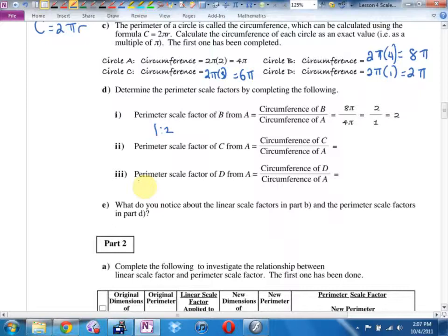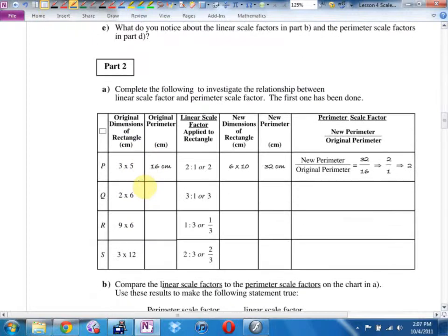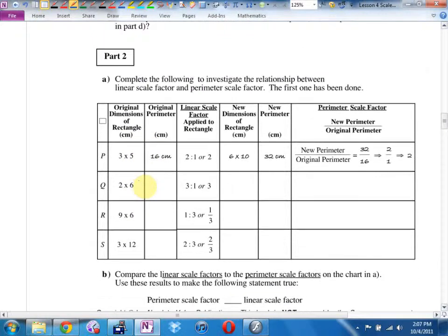So part 2 says, complete the following to investigate the relationship between linear scale factor and perimeter scale factor. Okay. If you have a 3 by 5 rectangle, first of all, we need to remember that the perimeter is 2 times L plus W, twice the length plus the width. It's 2L plus 2W, but it's easier to add length and width together and then times it by 2. What's 3 plus 5? 8 times 2, perimeter.